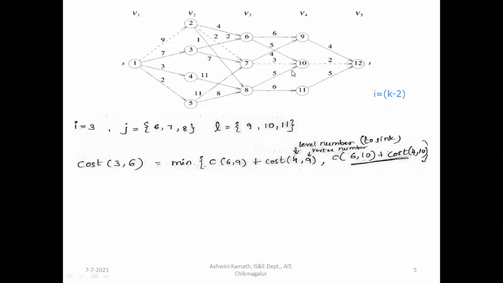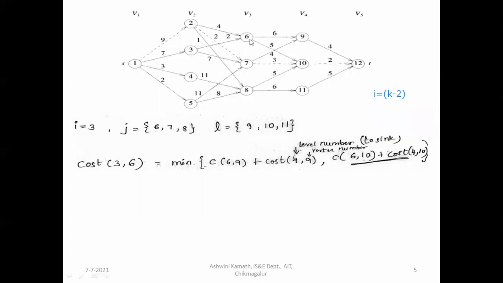So now we have to calculate from 6 to 12. From 6 to 12, which is the minimum path, whether it is from 9 or whether it is from 10. So 6 plus 4, which is equal to 10, and then 5 plus 2, which is equal to 7, right? So we have to calculate that. So C of 6 to 9, then plus cost of 4, 9. This is level number. Okay, Vi plus 1. This is Vi plus 1. This is level number. And here we are considering the vertex from the Vi plus 1th stage. Okay, so here we have 9.